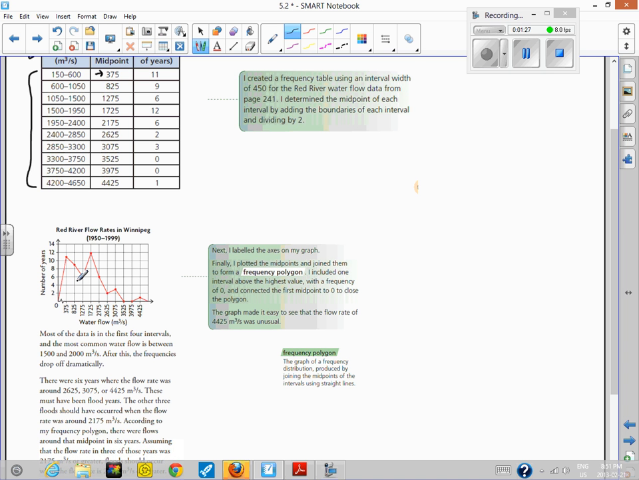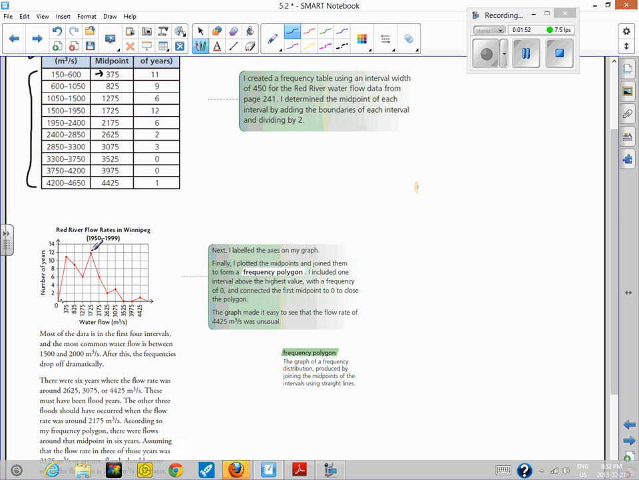Now this lets you see the data, I guess, in a different way. And what you see when you're looking here is that the first 4 intervals have values there between 1500 and 2000. But after that, you don't get the occurrences as often.